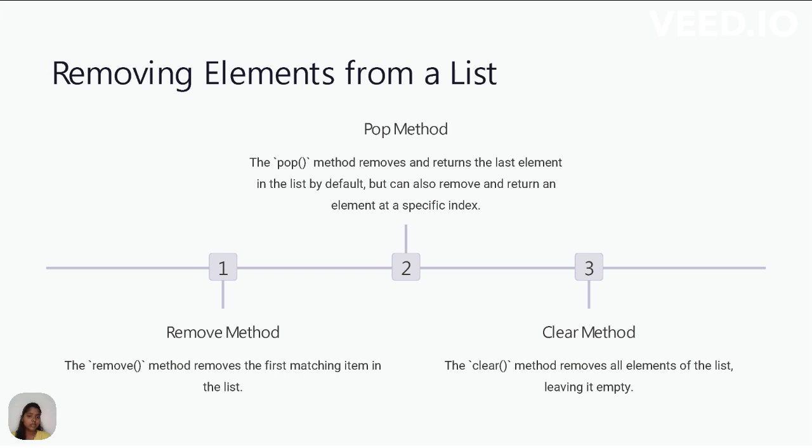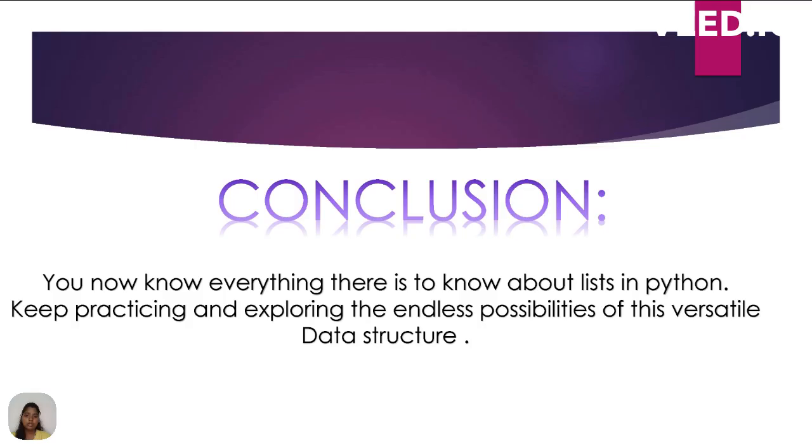And the last one is the clear method. The clear method removes all the elements of the list, leaving it empty. These are the ways of removing elements from a list. For the conclusion, you now know everything there is to know about lists in Python. Keep practicing and exploring the endless possibilities of this versatile data structure.